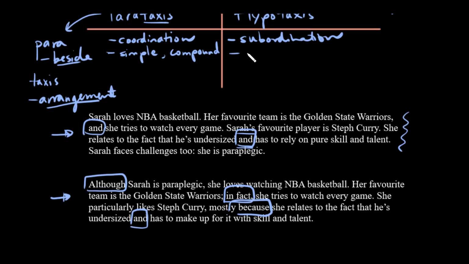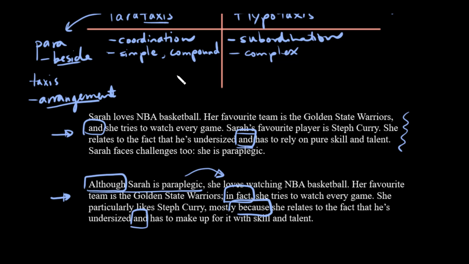Hypotaxis consists usually of complex sentences, and these are sentences that have at least one independent clause and at least one dependent clause. And you can see that in the second example. Although Sarah is paraplegic, that's a dependent clause, and it's being linked to this later clause, the independent one. So we can start to see some differences then between the kinds of clauses that are being used here.